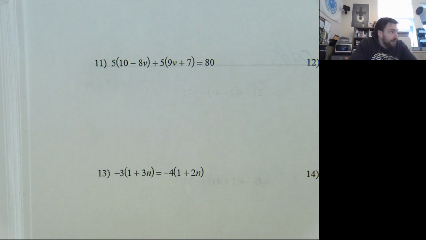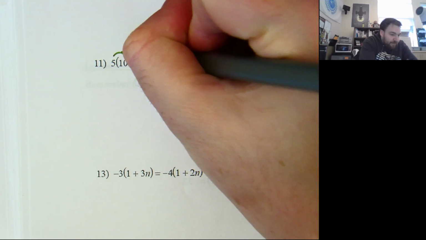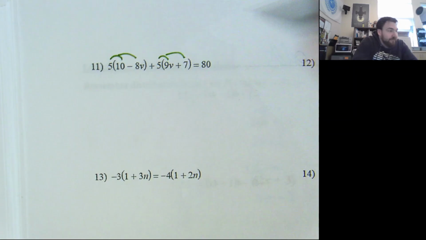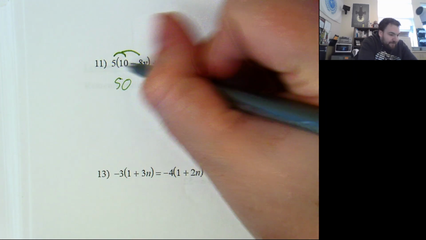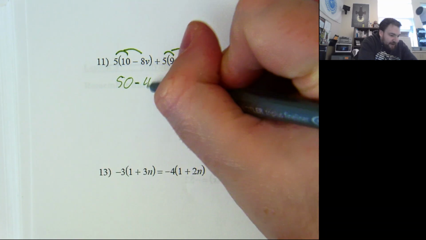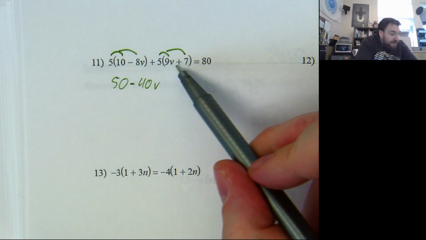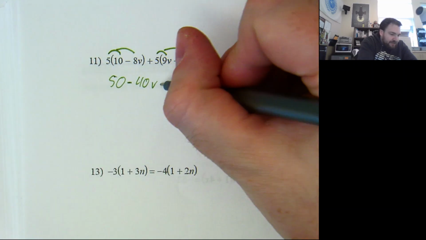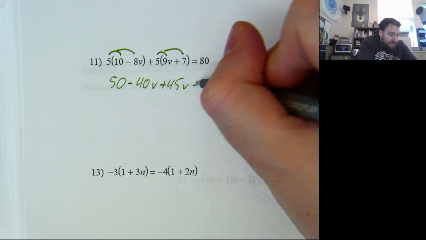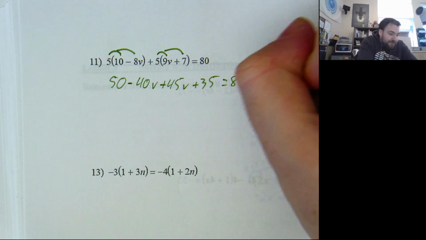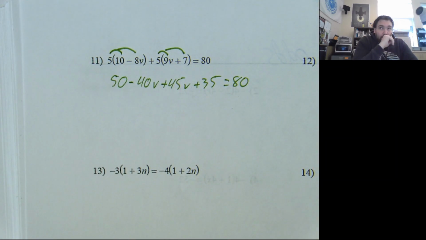I'm going to distribute in those 5s. Multiplies here and here, multiplies here and here. So 5 times 10 is 50. 5 times negative 8v is negative 40v. Positive 5 times 9v is going to be positive 45v. And positive 5 times 7 is plus 35. And this, of course, equals 80. Comments, questions, concerns about what I've done there?